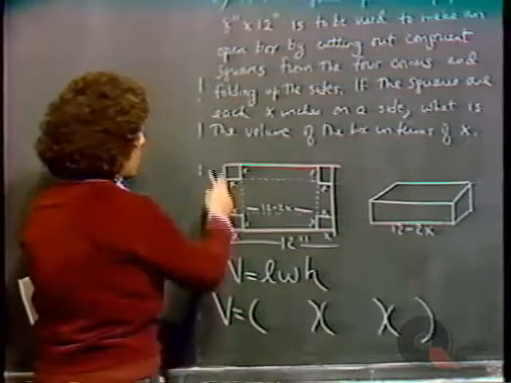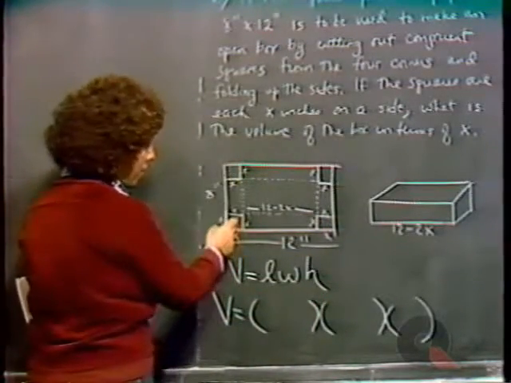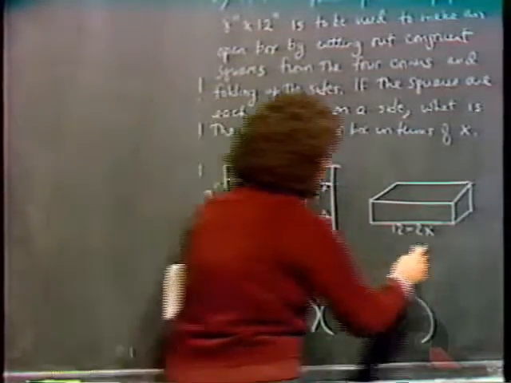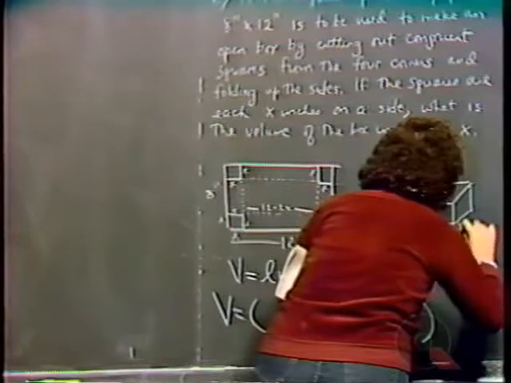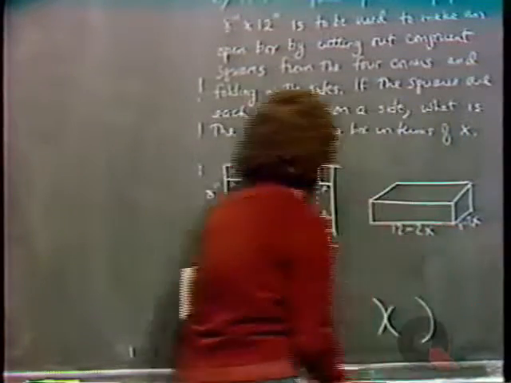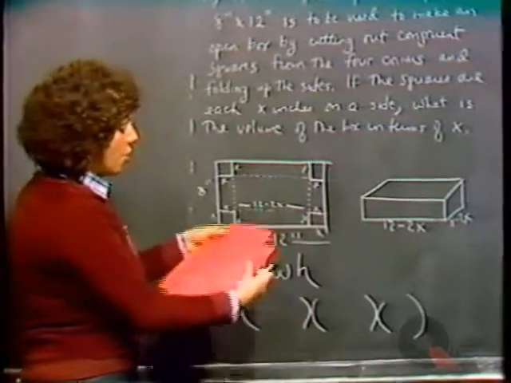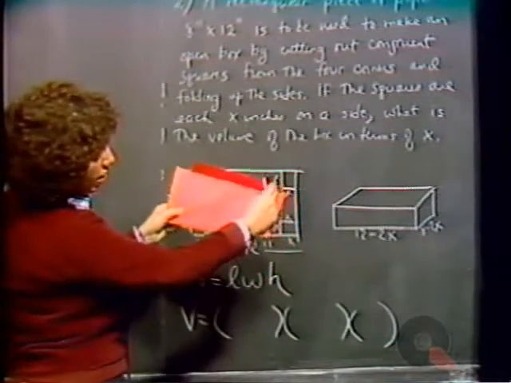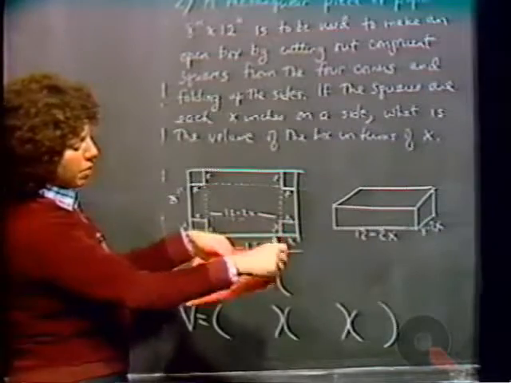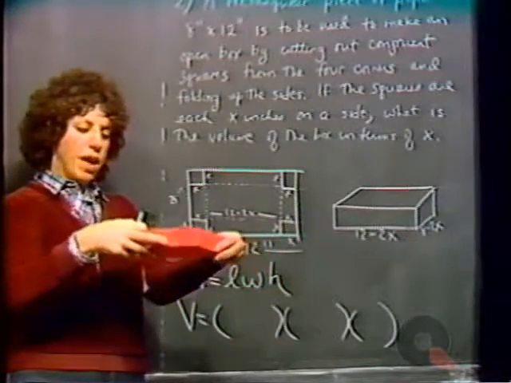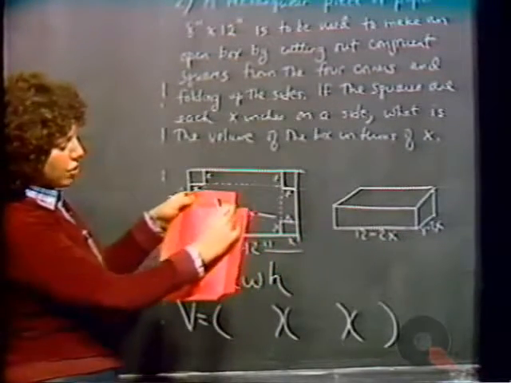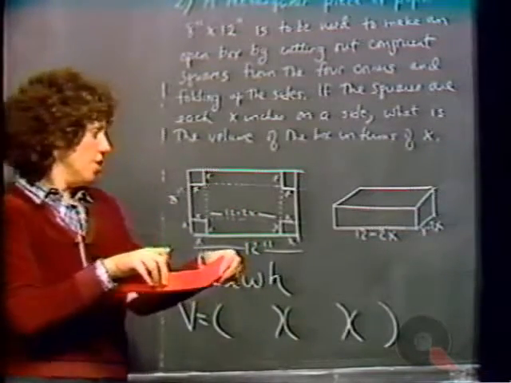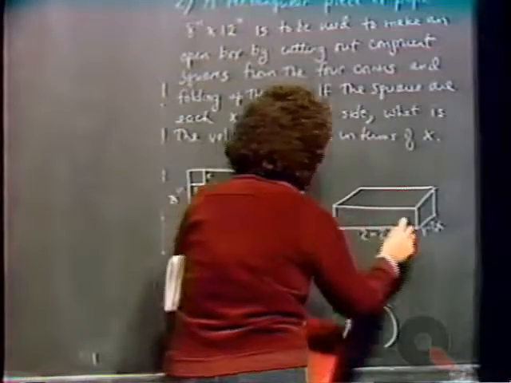Similarly, we have 8 inches here. We've taken off x here and x here. And we're left with 8 minus 2x for the width of the box. Now the height. We have this, and we've taken off a square, x by x. Now when we fold up to get the height of the box, the edge of the square becomes the height of the box, so that the height is just x.